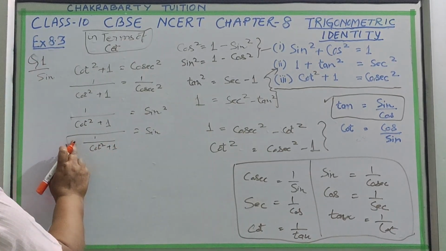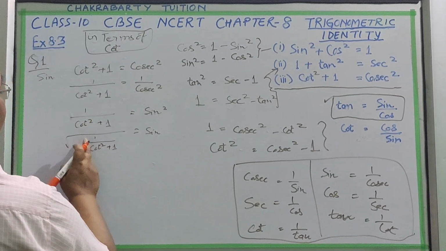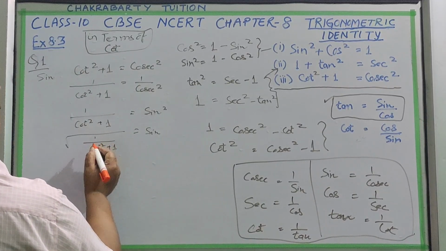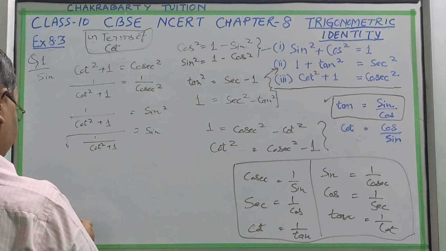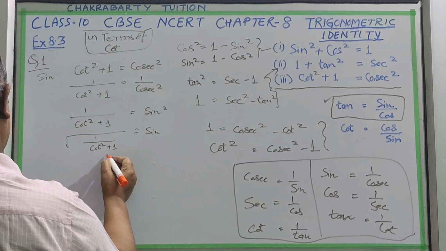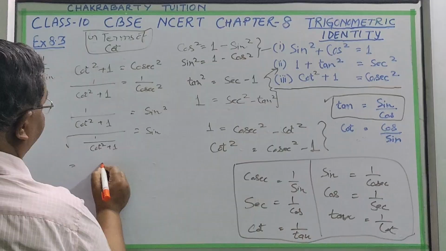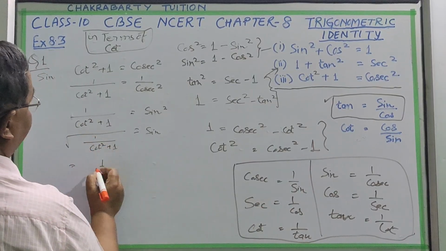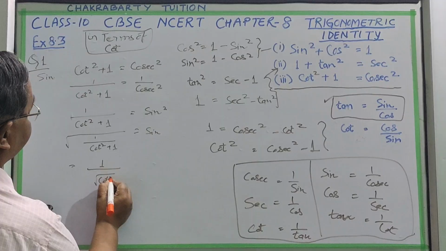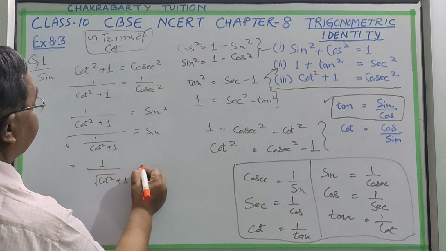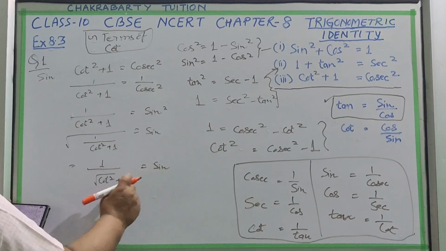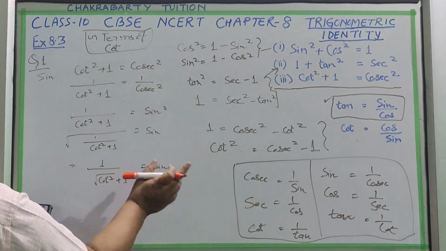So if you take the root of this, what will happen? 1 will come out of the root, and this will remain in the root. 1 upon root of cot square plus 1 is equal to your sine. So in terms of cot, we have defined the sine.